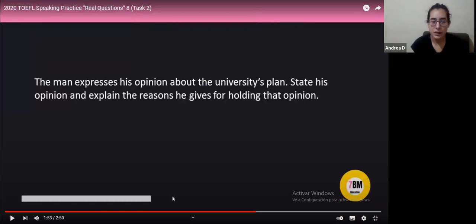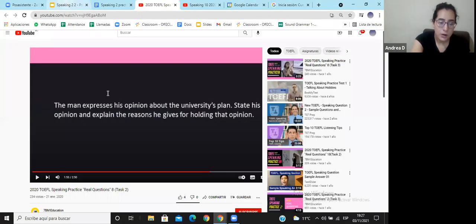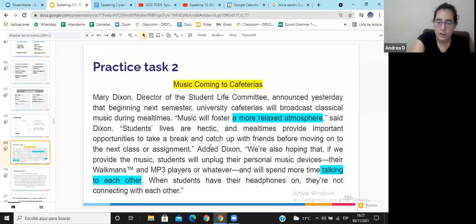And as you can see here, they are not asking about the university at all, about the reading. Everything they're asking for is the student, what you had in the listening. You know, the man expresses his opinion, state his opinion and his reasons. So that's what the question is, but that doesn't mean that you don't have to talk about the university at all, about the reading, that you don't have to take it into account. What it means is that you need to talk more about the listening and less about the reading.